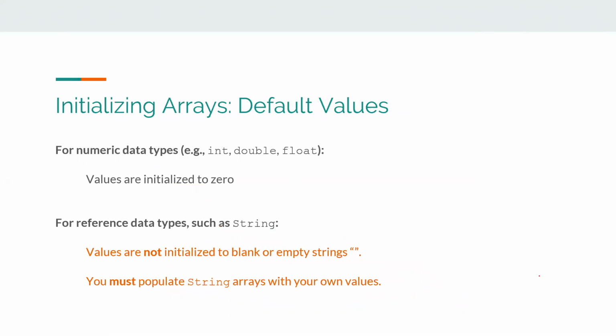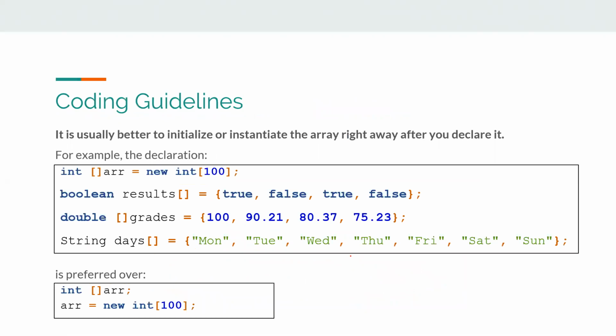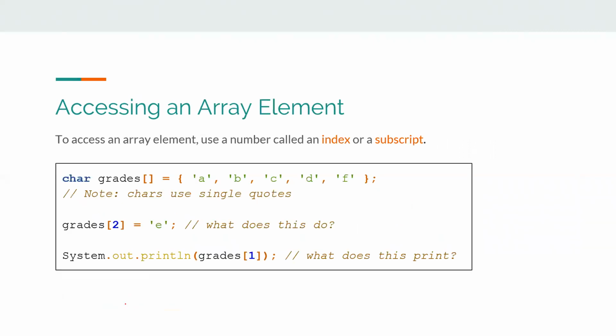Arrays of reference type, like string, for instance, are not initialized. They actually have null values in the cells, and so you have to initialize them with your own values. So again, these are some examples of ways to instantiate an array. The recommendation is to instantiate them as soon as you declare them, rather than declaring them first and instantiating them later.